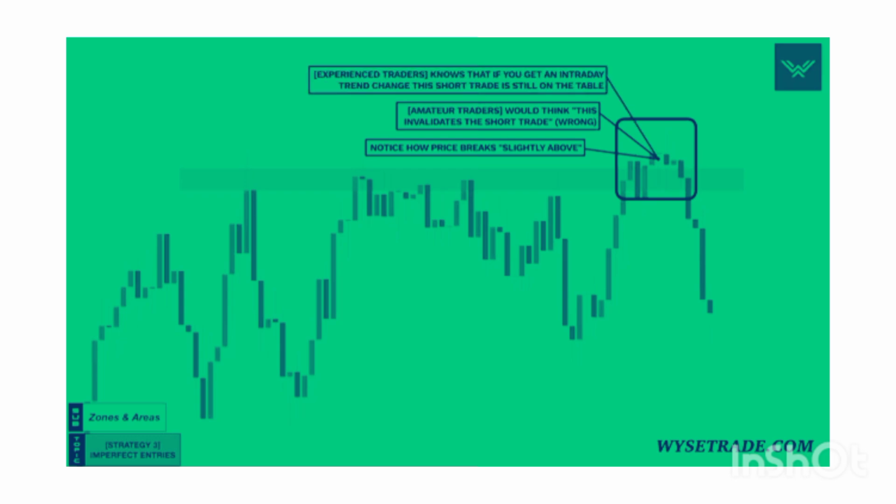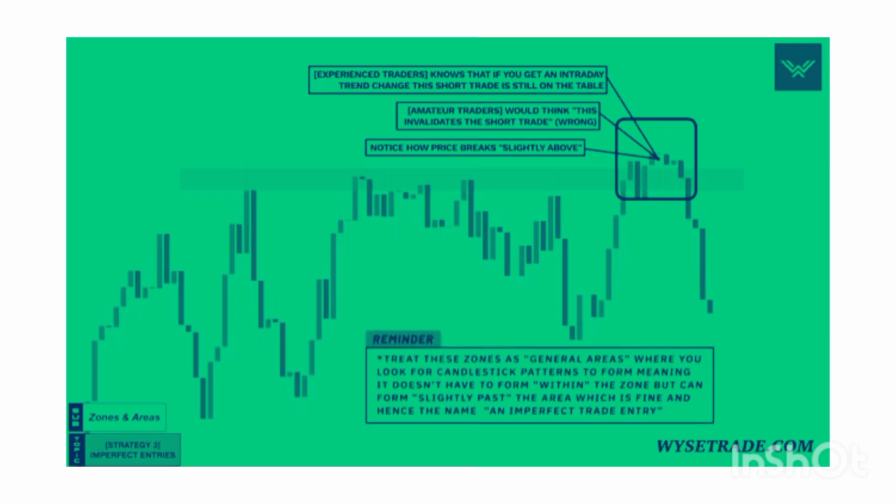An amateur trader would then think this invalidates the short trade, where a more experienced trader, like you are now, knows that if you get an intraday trend change, this short trade is still on the table. Remember that you are looking for candlestick patterns to form in the general area. It doesn't have to be within the zone you created. It can go slightly past as well.